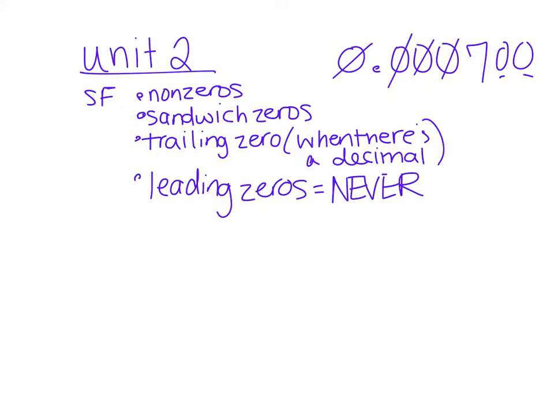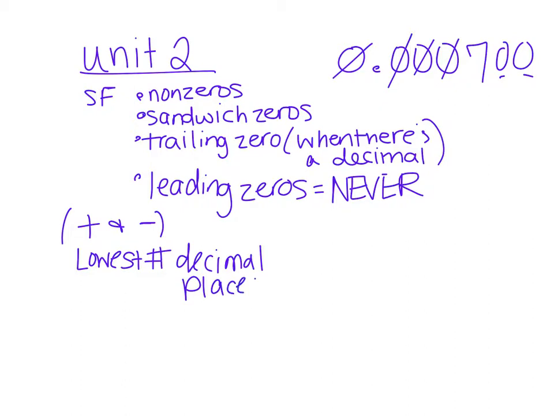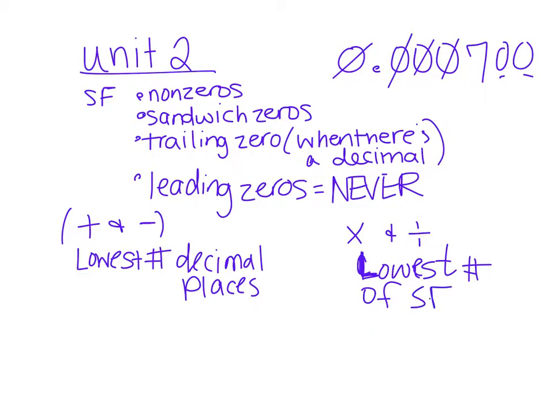Okay, cool. And then when you are adding and subtracting, you have to have the lowest number of decimal places, meaning take a second and actually count up decimal places before you do any calculations. If you're multiplying and dividing, you count up your sig figs, so you're going to have an answer with the lowest number of sig figs. Okay?